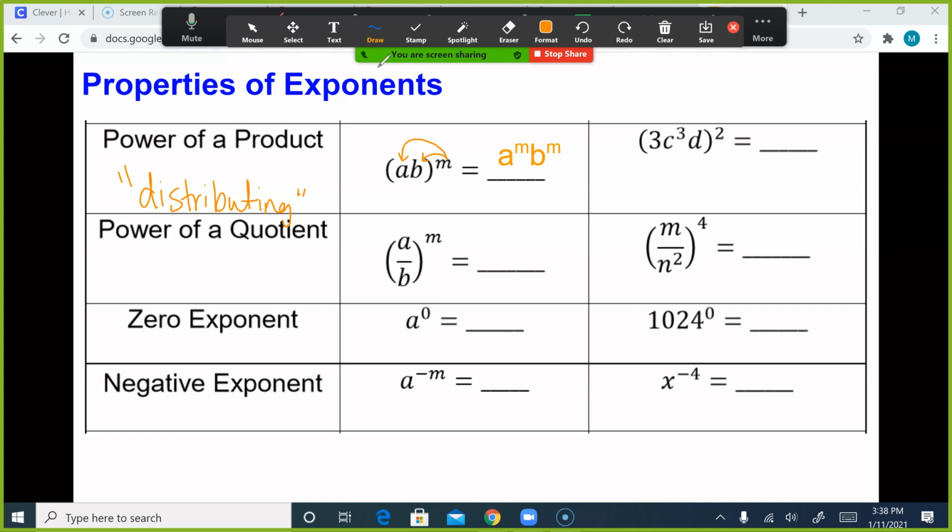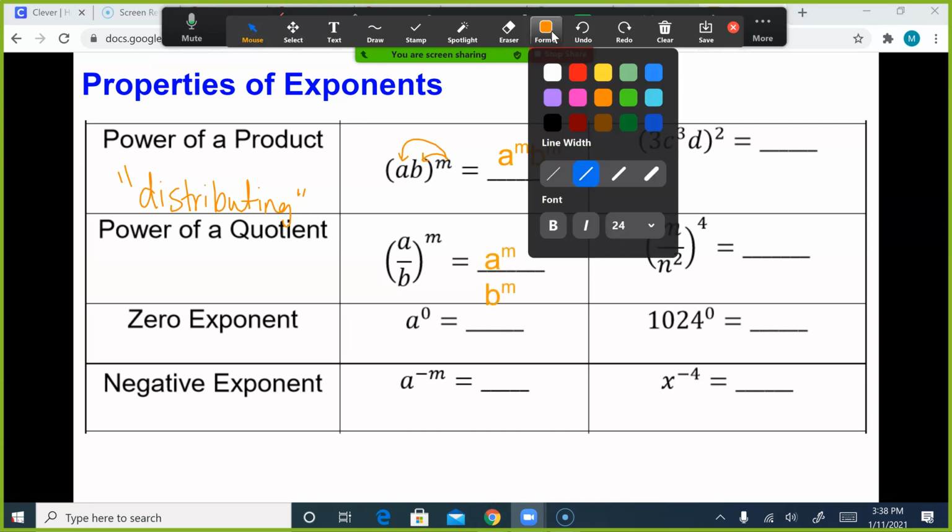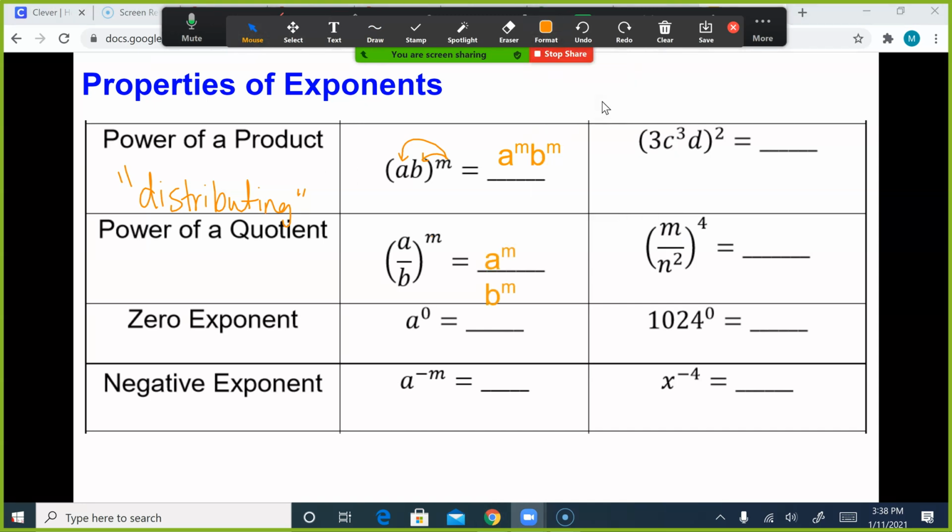Same thing here. If I have an exponent on the outside, I distribute that exponent, apply that exponent to everything inside the group. Alright, so right here, for the first one, I'm going to take the 2 and apply it to the D, and apply it to the C cubed. So square that and apply it to the 3. So what do I get when I simplify all that? 3 squared is 9.